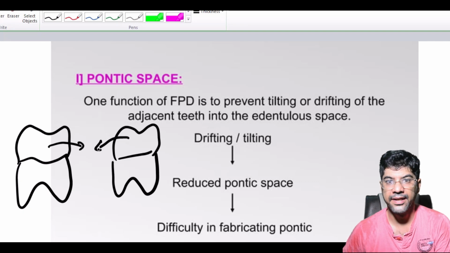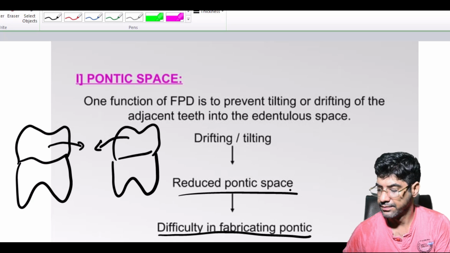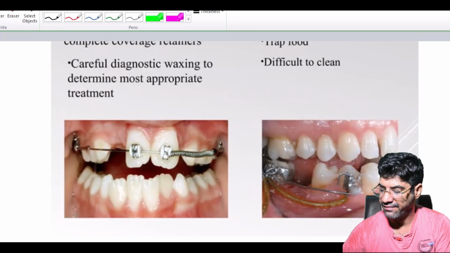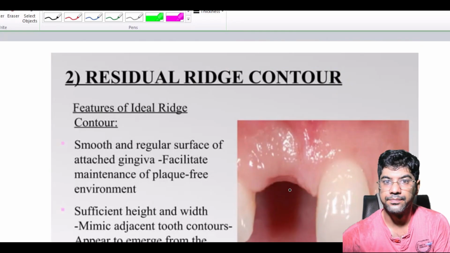So if the Pontic space is reduced due to movement of the adjacent teeth, the reduced space can affect the Pontic contour, compromising the appearance and hygiene maintenance. Reduced space may lead to difficulty in achieving ideal Pontic design, so there can be difficulty in fabricating the Pontic.